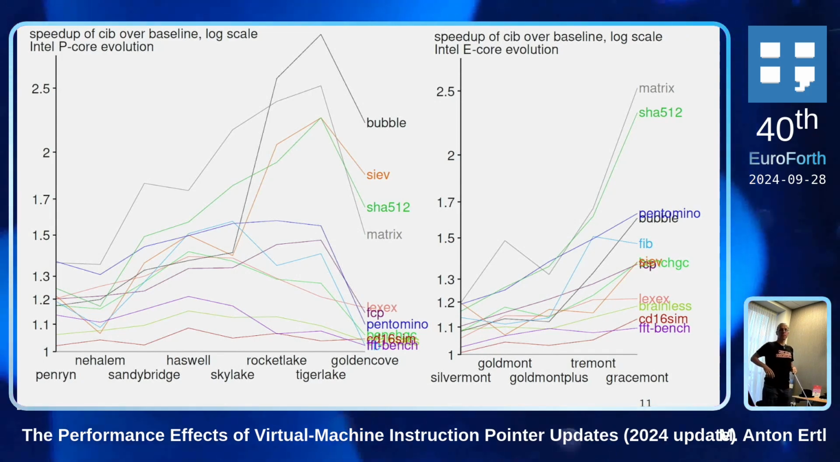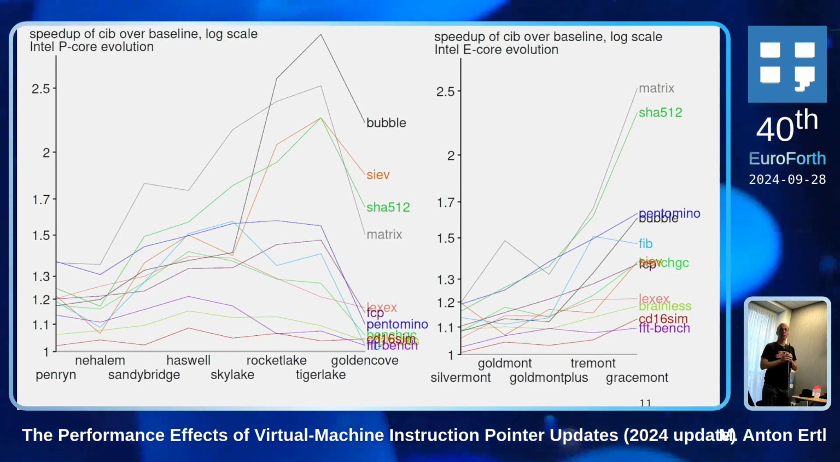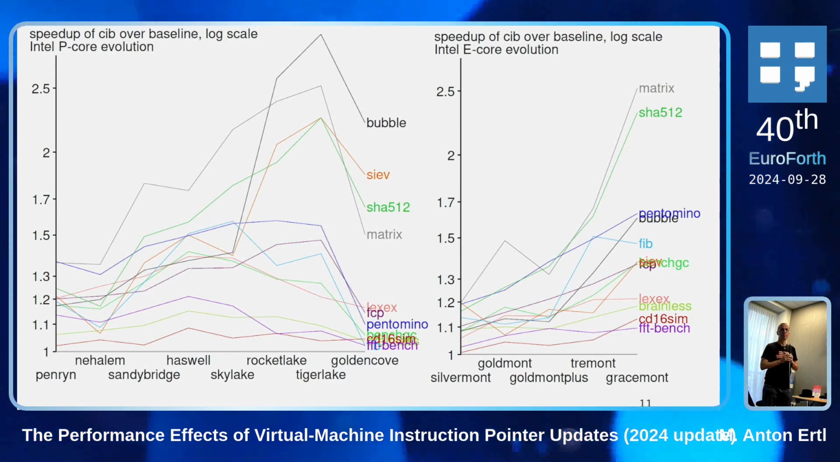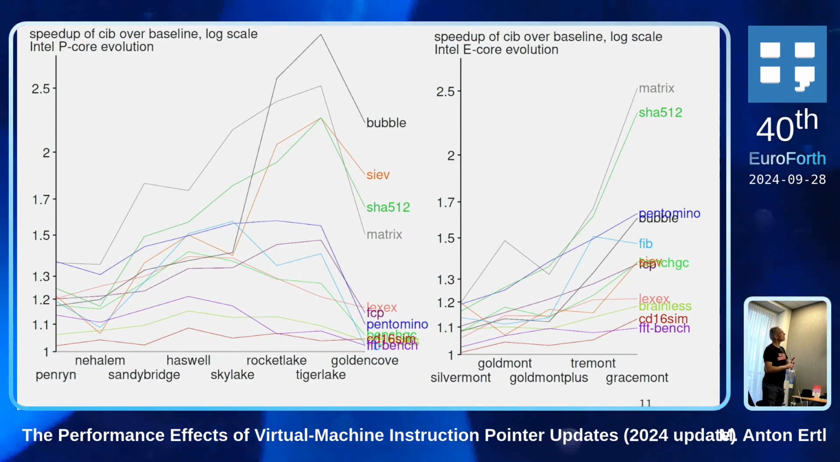And the reason for that is that Golden Cove can do add with a constant in 0 cycles. So the whole C optimization is already done in hardware by Golden Cove. But for others it's still quite good.